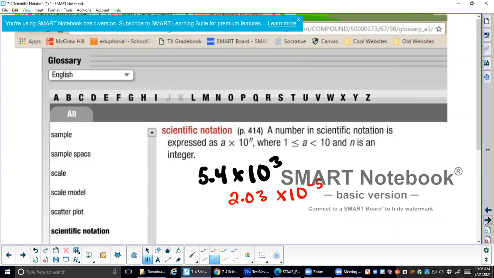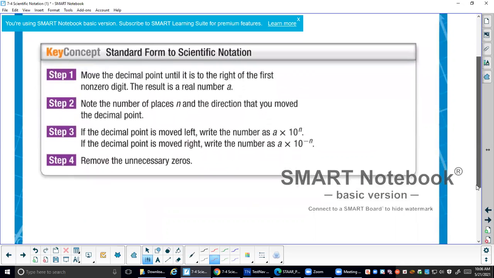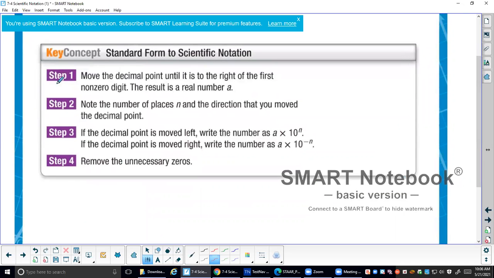Let me go ahead and go right here. These are the 5 steps. So step 1, we move the decimal point until it is to the right of the very first non-zero digit. The result is the real number a. So here we search for a. a is equal to what? I'm going to give you a little example here while you write down the stuff.